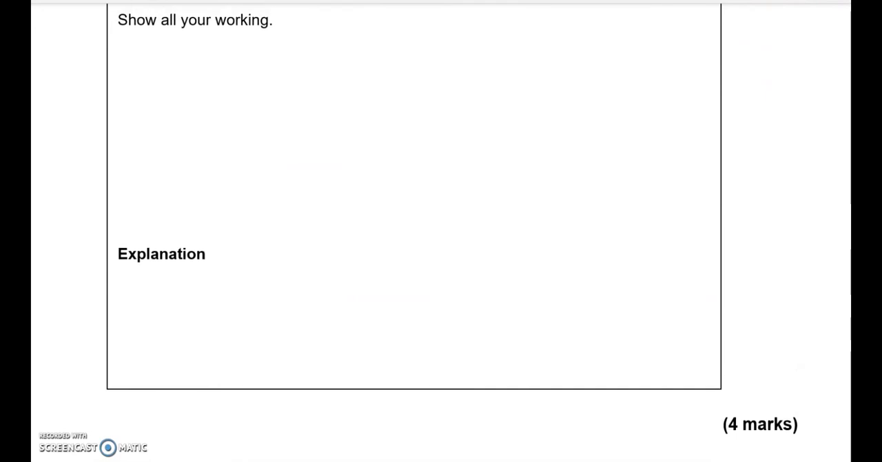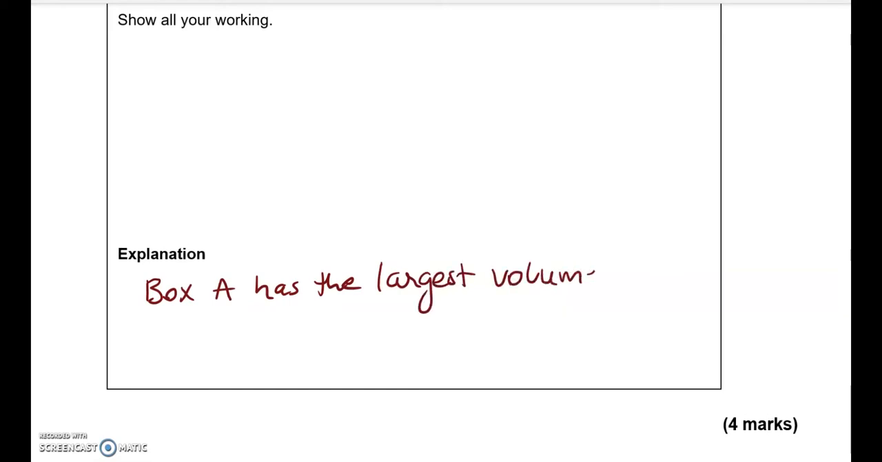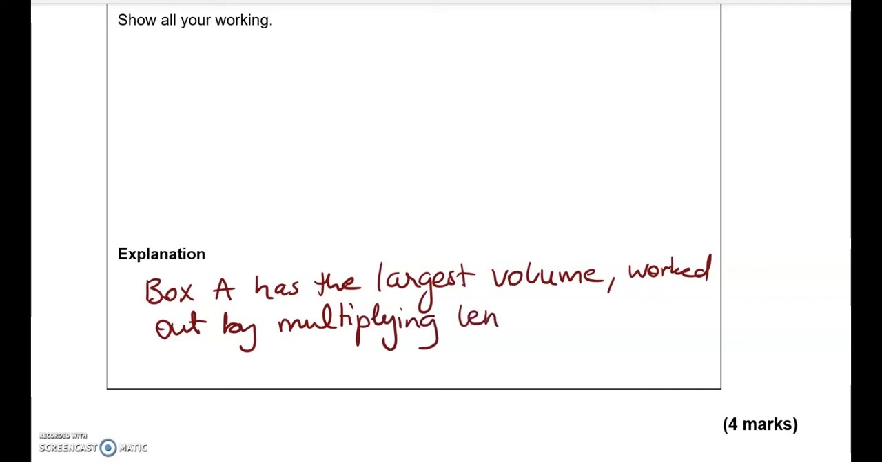Explanation. Box A has the largest volume, worked out by multiplying length times width times depth.